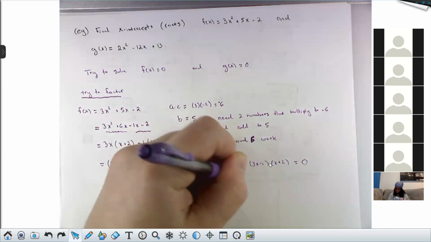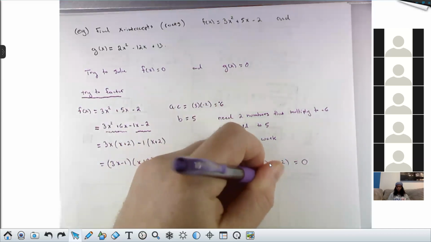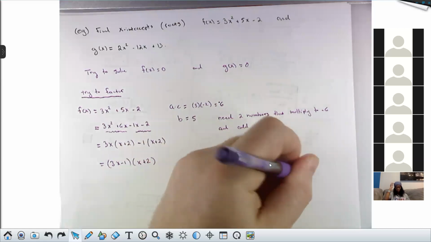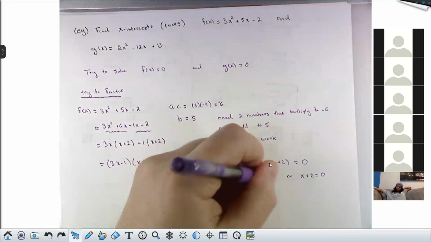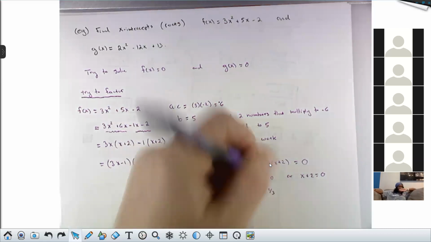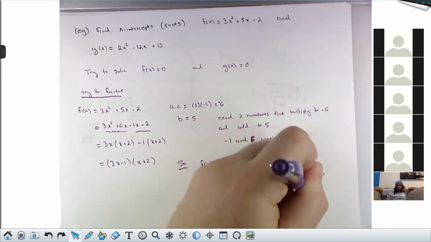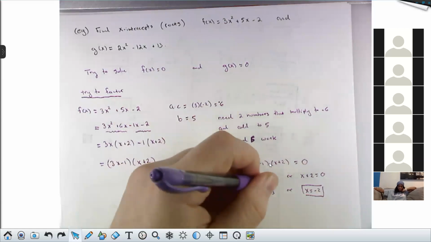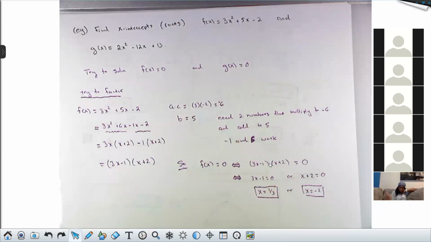So this means that either 3x minus 1 equals 0 or x plus 2 equals 0. If 3x minus 1 is 0, then 3x is 1, so x is 1/3. And the other guy is coming from this, x is -2. So f of x will be equal to 0 if x is positive 1/3 or -2. And those are your x-intercepts. We're done.